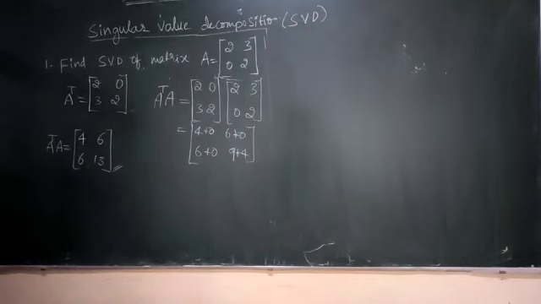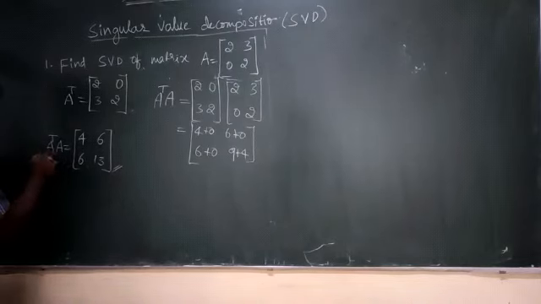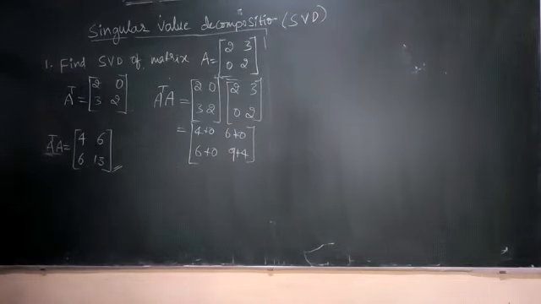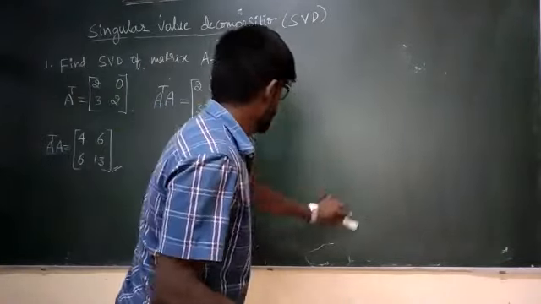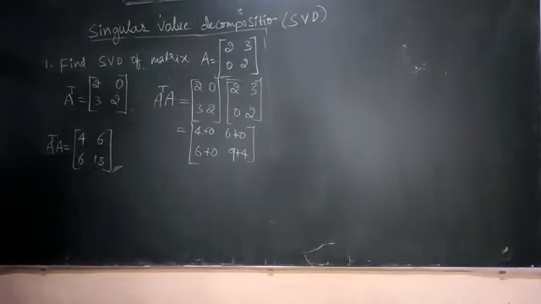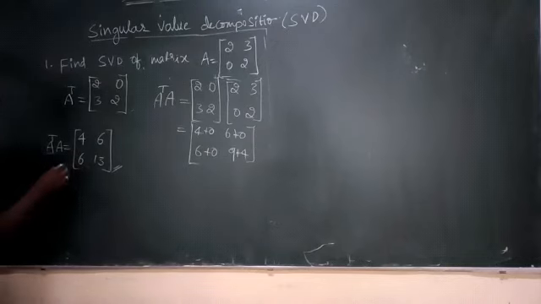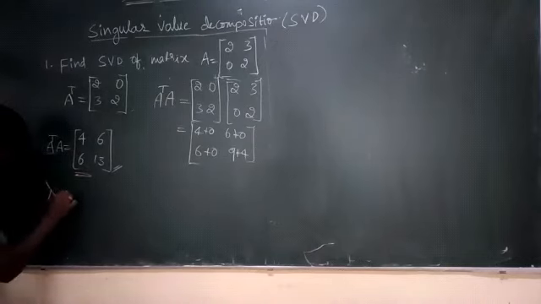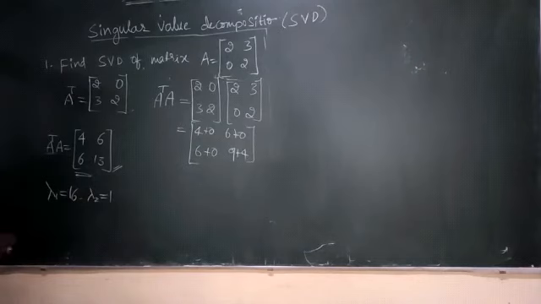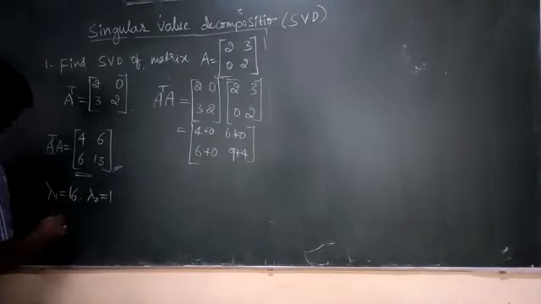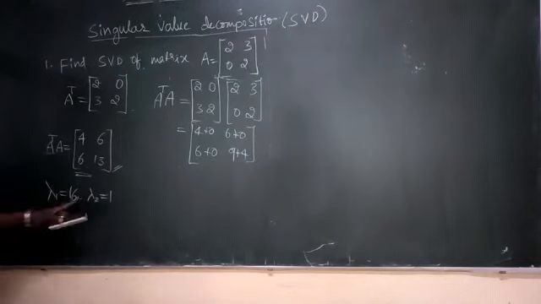In the next step, find the eigenvalues of this matrix. To find the eigenvalues, do it yourself, as we discussed in the previous classes. I will write the eigenvalues directly here. The eigenvalues of this matrix are lambda 1 is equal to 16 and lambda 2 is equal to 1. Arrange them in decreasing order: 16 and 1.